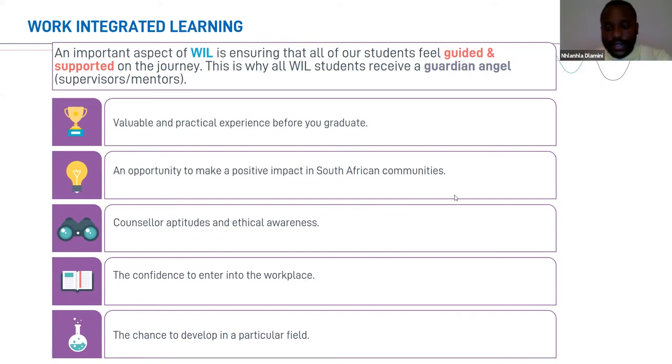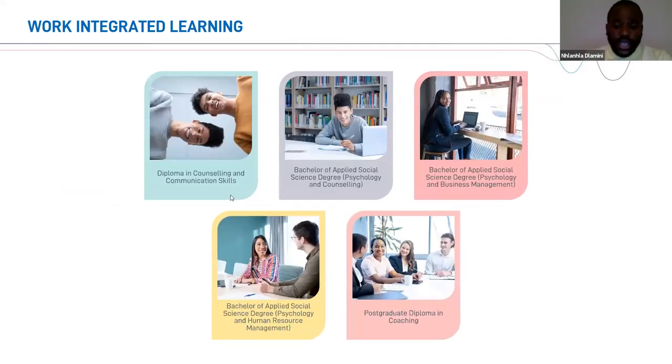As we move on to the next slides, I will introduce to you the SACAP programs that offer this wonderful WIL experience. The first qualification that we have online that offers this experience is the Diploma in Counseling and Communication Skills, followed by the Bachelor of Applied Social Sciences degree, majoring in Psychology and Counseling, and also our Bachelor of Applied Social Science degree, majoring in Psychology and Business Management. And then also the Bachelor of Applied Social Science degree, majoring in Psychology and Human Resource Management. And then finally, the Postgraduate Diploma in Coaching.